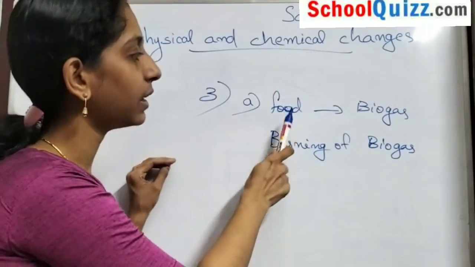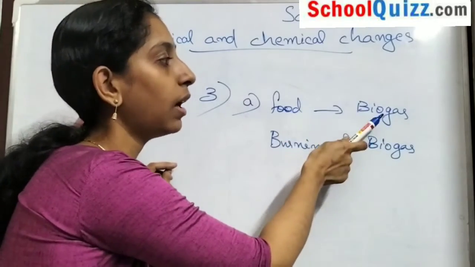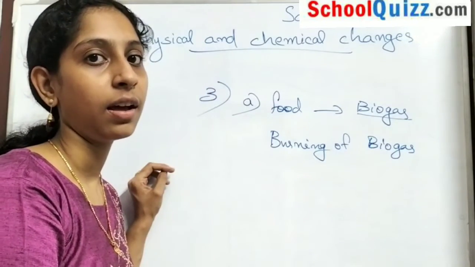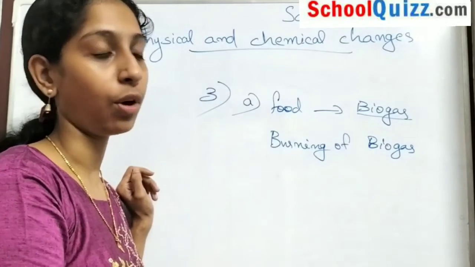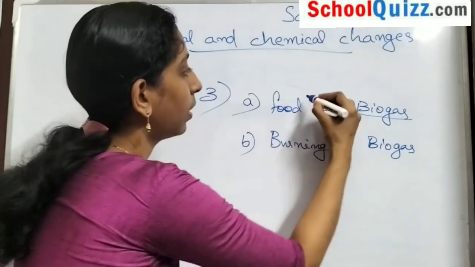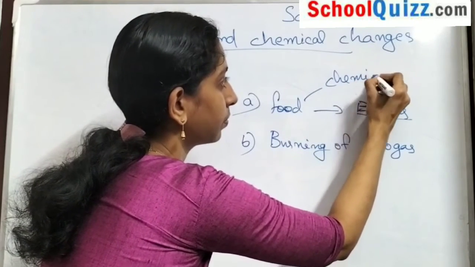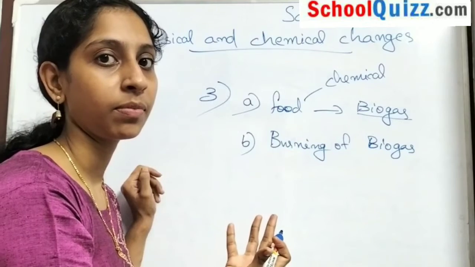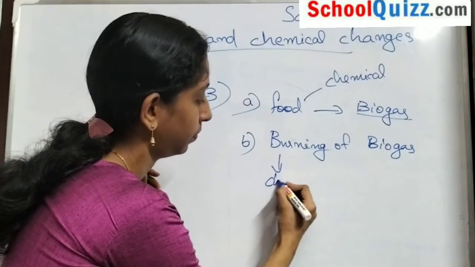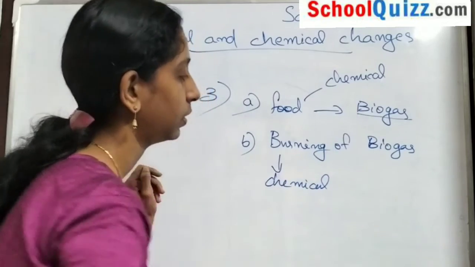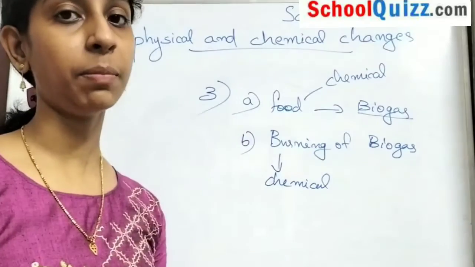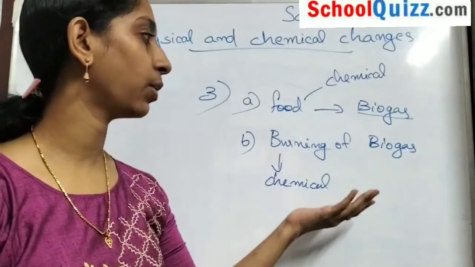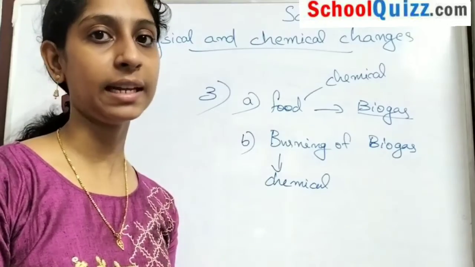The waste food products are converted by the bacteria to biogas. Here a new product, biogas, is formed. So we can say that in a chemical change new substances are formed. So it is a chemical change. Also we know that burning of something is a chemical change. So in the case of anaerobic bacteria, the waste food converted into biogas and the burning of biogas, these two changes are chemical changes.